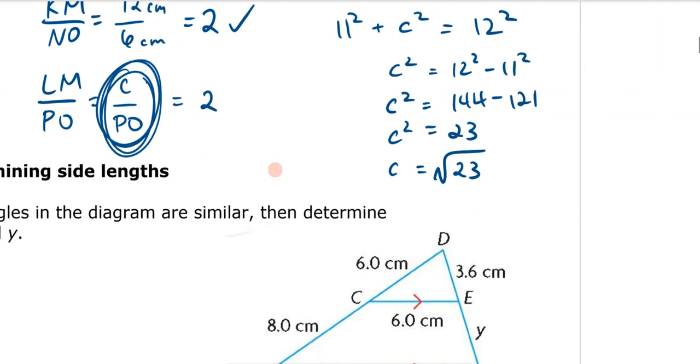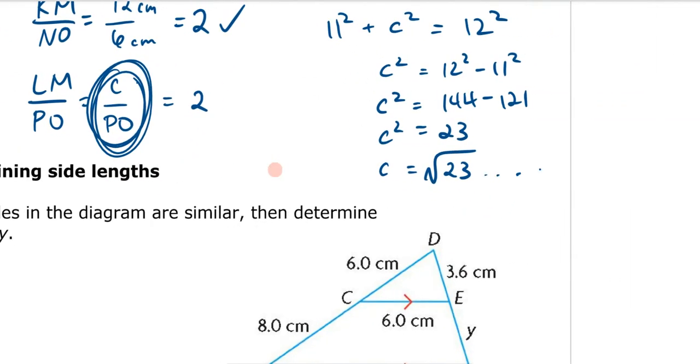Okay, and leave it as a square root, because if you convert this to a repeating decimal, then you're going to be forced to round it, and then your scale factor wouldn't be as accurate anymore.